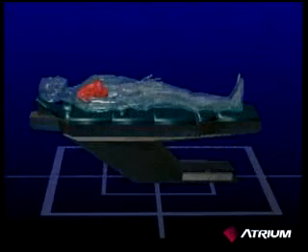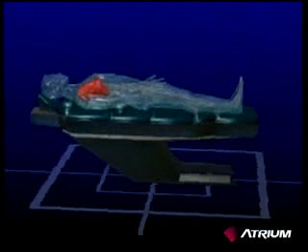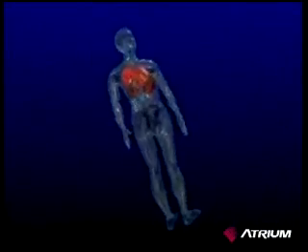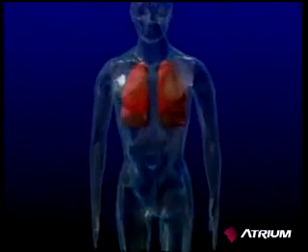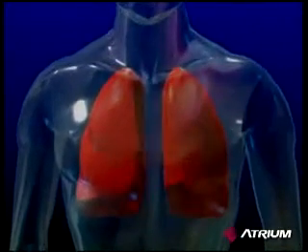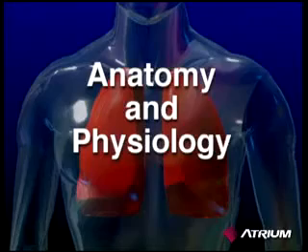As you've just seen, a chest drainage system provides a means for removing air, blood, or fluid from the pleural space or mediastinal cavity. To better understand how a chest drain works and contributes to a patient's recovery, let's review the chest's anatomy and physiology and the mechanics of breathing.